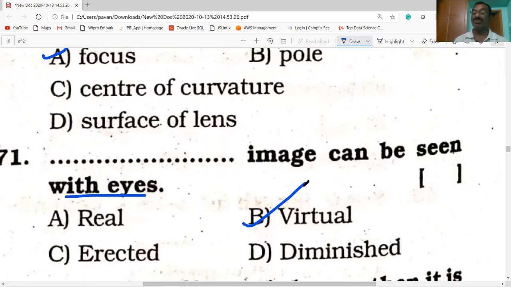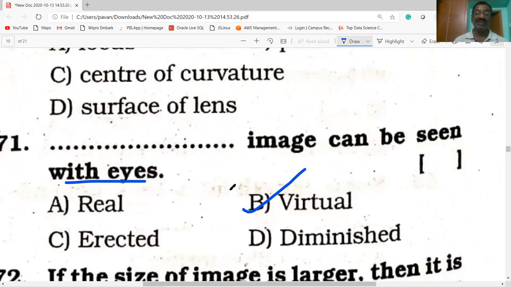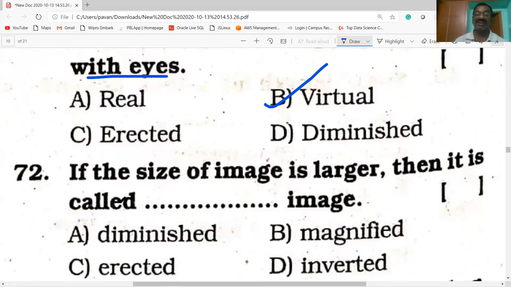So virtual midya pratibimbarni manam lens lo manam kantito neriga chudavachu. It cannot be caught on the screen. Therape denini pattalemu. But real image cannot be seen with eye, naked eyes, but it can be caught on the screen. Next question on the screen.